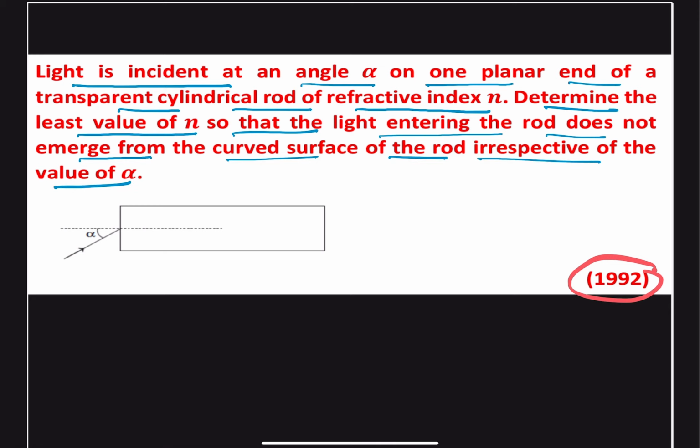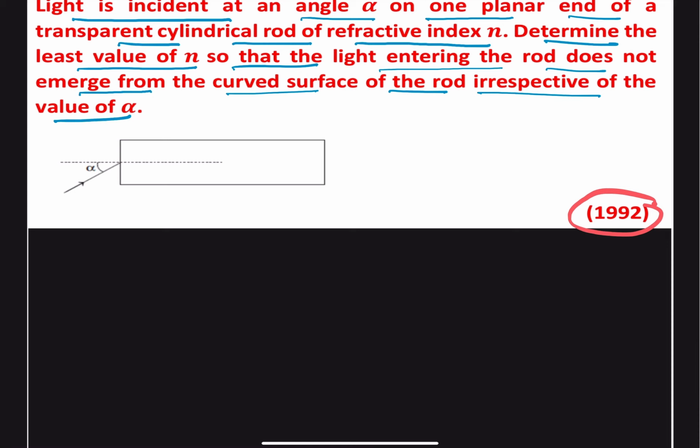So basically it means we have to find out that the ray should be suffering total internal reflection. So it means it will be bending something like this, and this will be the normal here, and it will be going like this. Okay. So total internal reflection. So this angle is alpha, and this angle is our r, and let us call this angle r prime.